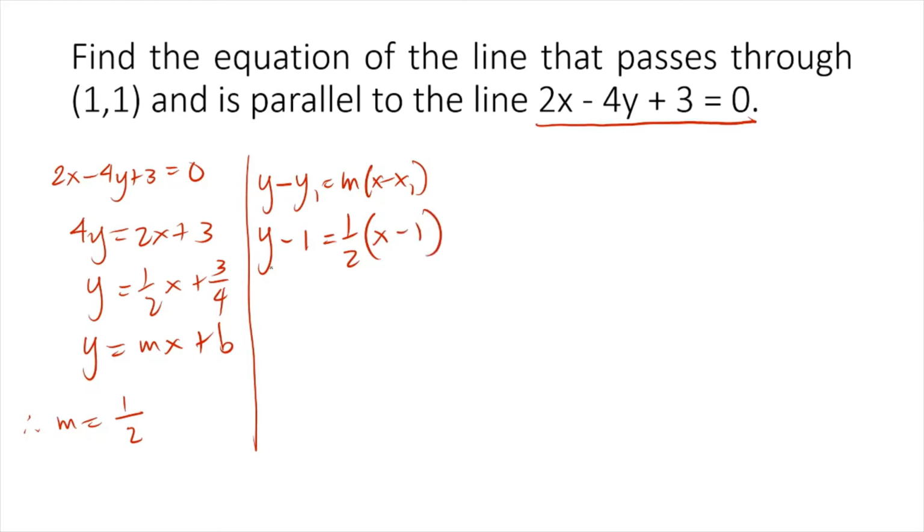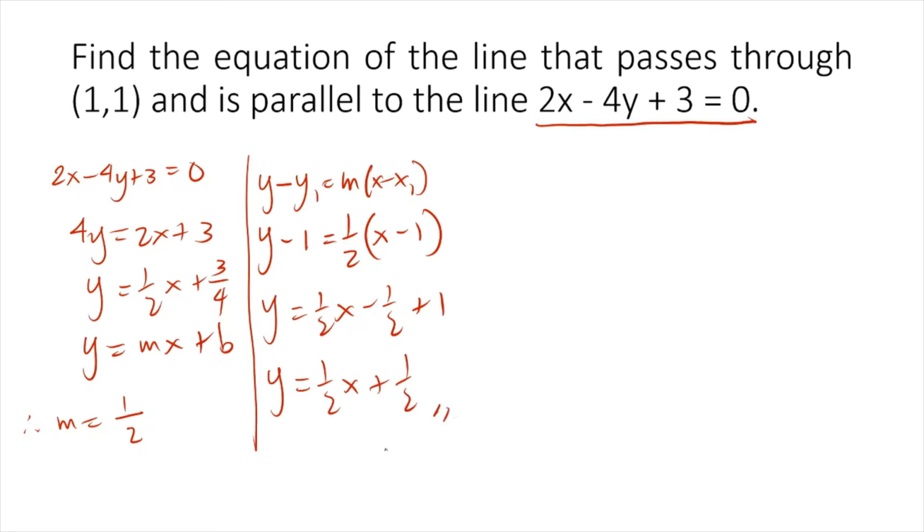Alright, so we can isolate y. 1/2 times x, that's 1/2 x. 1/2 times -1, that's -1/2. And then transpose -1 to the right side, so it becomes +1. So plus 1. Therefore, the equation of the line now is equal to 1/2 x plus 1/2.